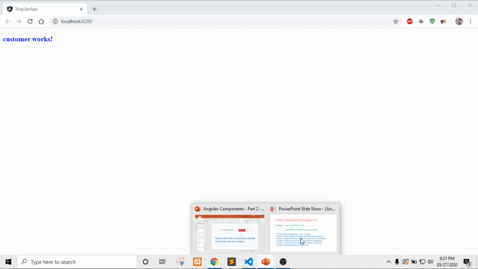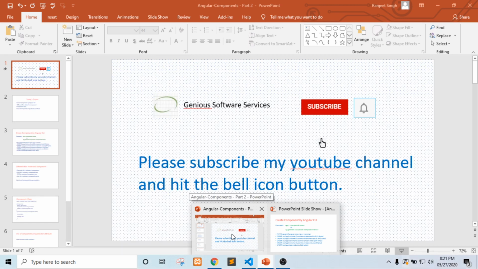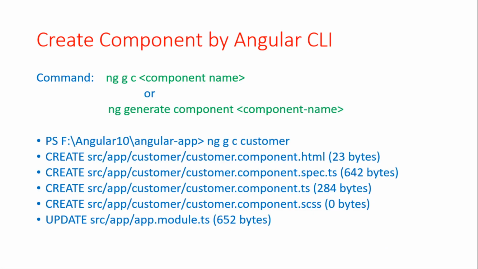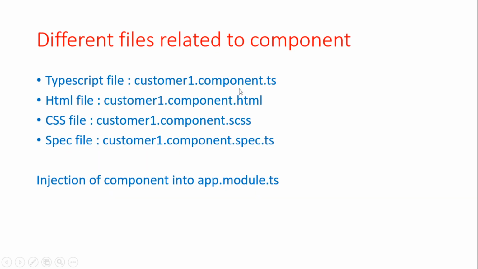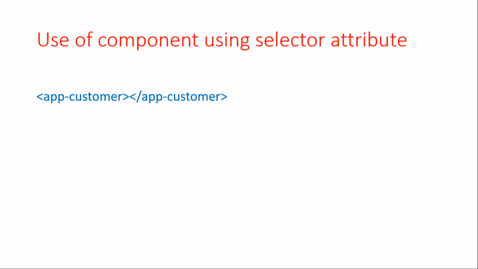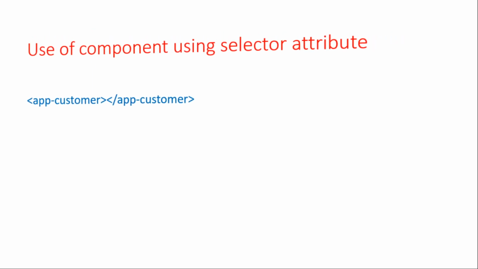As we discussed, with this CLI there are four files: TypeScript, HTML, CSS, and spec file, and we need to inject the dependency into the app module. This is the structure we have already discussed, and this is the way we can use the selector attribute. So this way we can use our customer component and create it via Angular CLI.